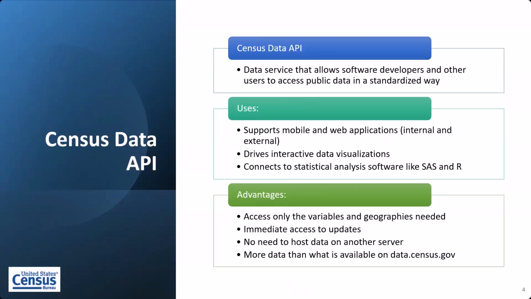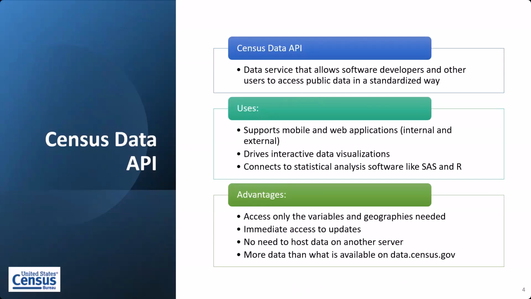And the basic definition of the Census API is that it is a data service that allows software developers and other data users to publicly access our data in a standardized way using a series of commands. So this is going to be an extremely efficient way to request data directly from census servers.